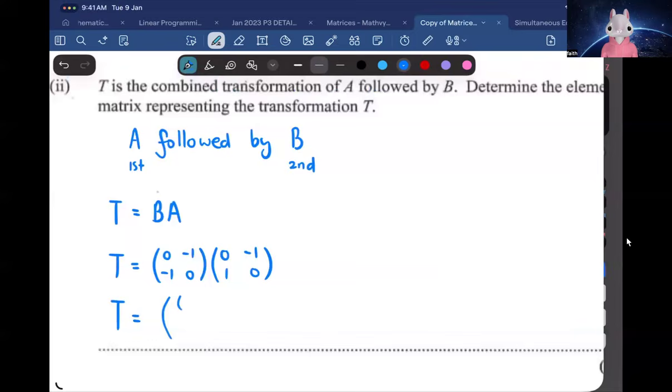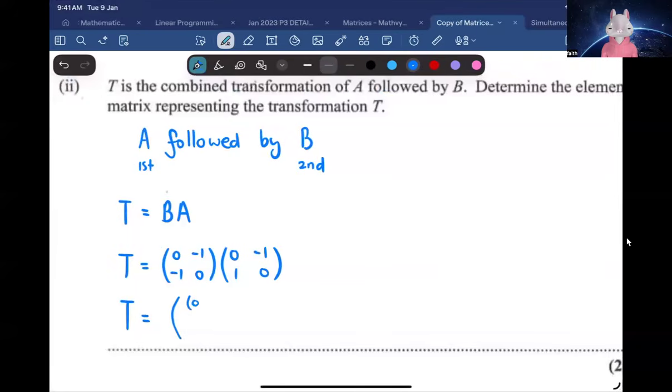It'll be 0 by 0 first, right, plus negative 1 by 1, right? Then negative 1 by 0, plus 0 by 1, right? So we multiplied everything by 0, 1. Now we're going to move on to this column.